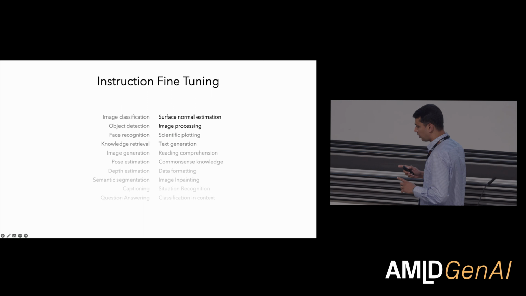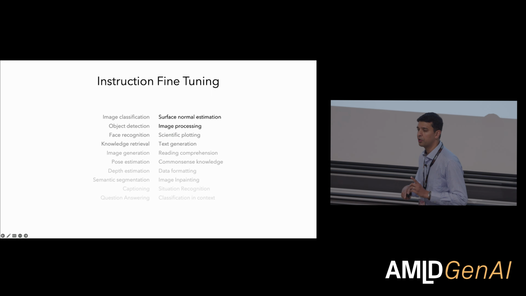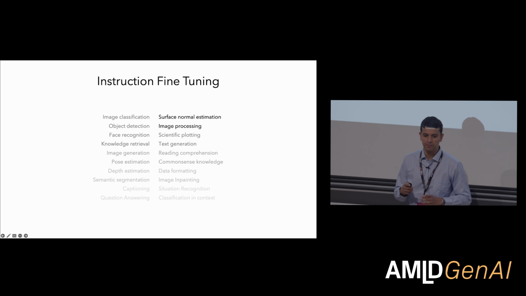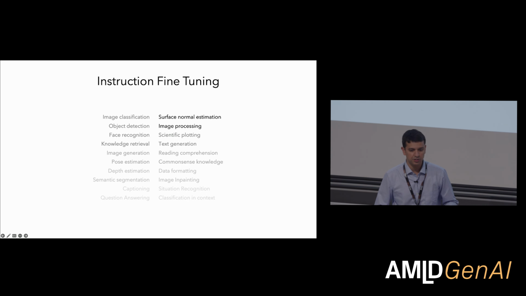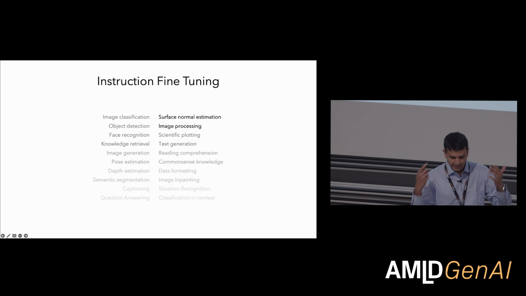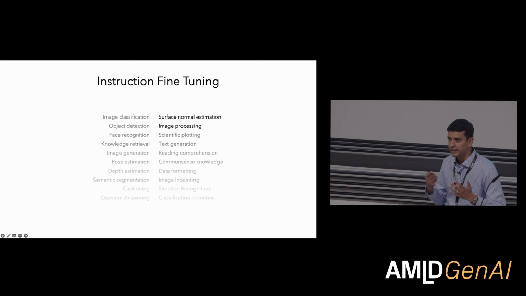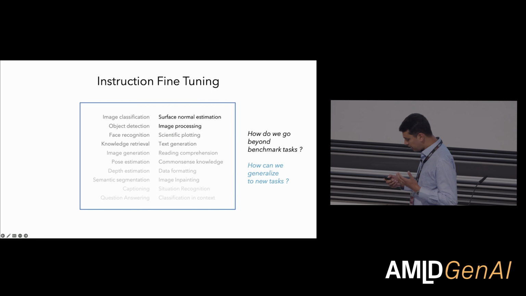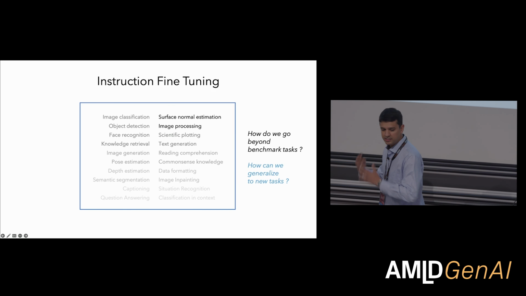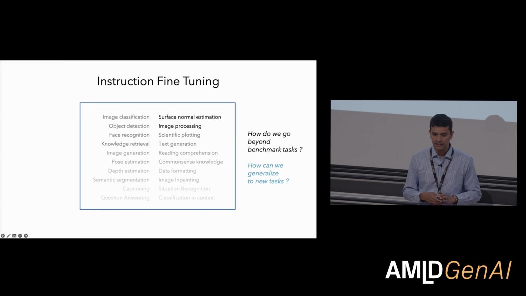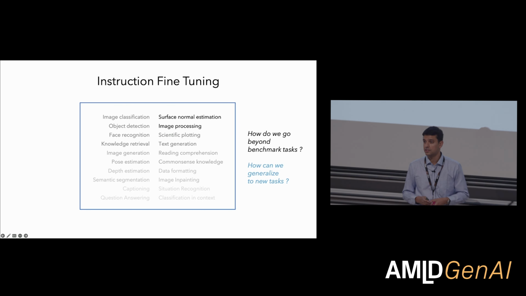Instruction fine-tuning is also quite interesting for Unified I/O 2.0 because our goals and our objectives are a bit different. Of course, we were doing 90 data sets, and you can scale this up to 200 data sets. Right? But really, our goal is not just to support these data sets. Our goal is to see if we can generalize to new tasks.